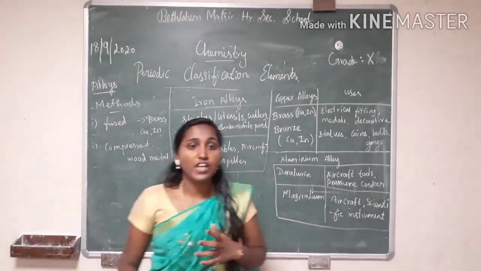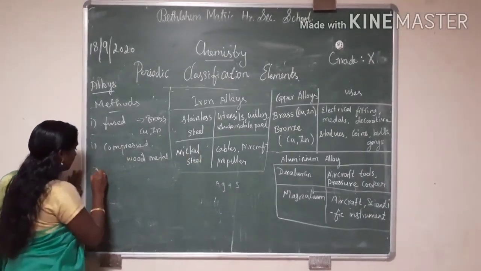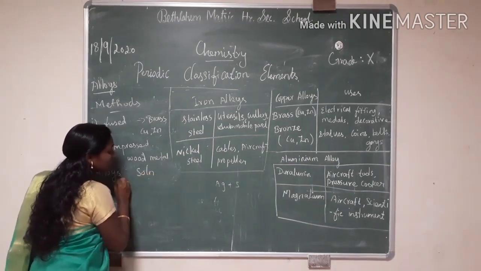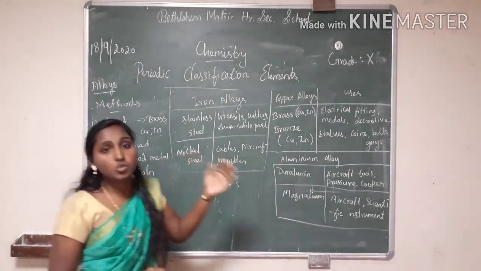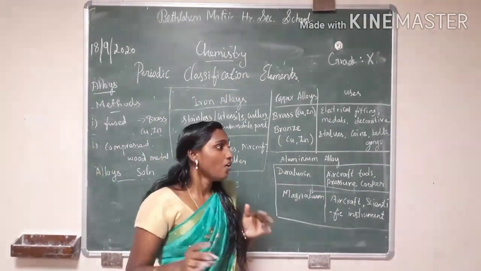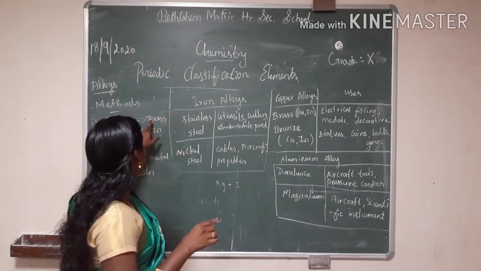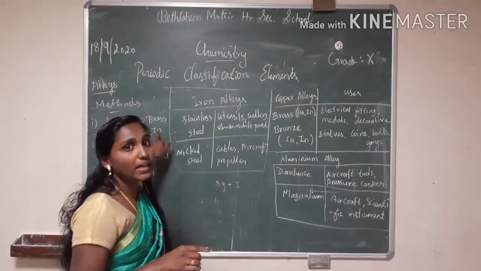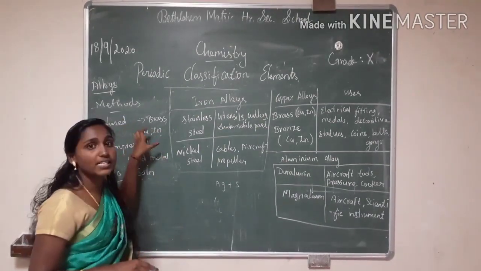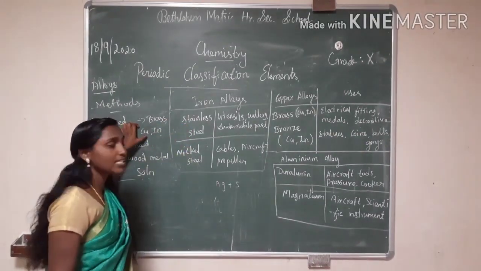Then next we are going to study alloys as a solution. Alloys are considered as a solid solution. For example, you can take brass. What are the metals in brass? Copper and zinc. Here the high concentration metal is taken as a solvent.